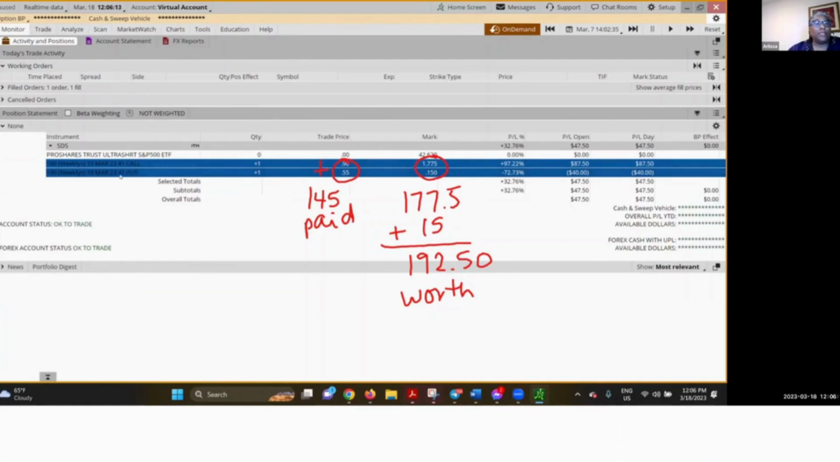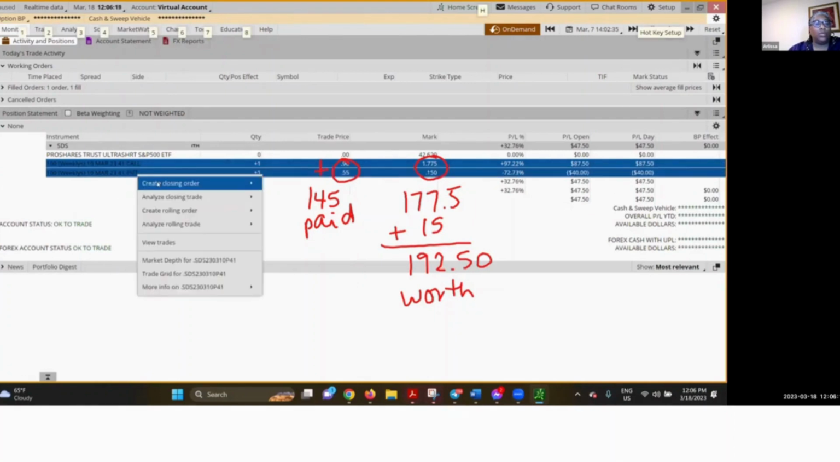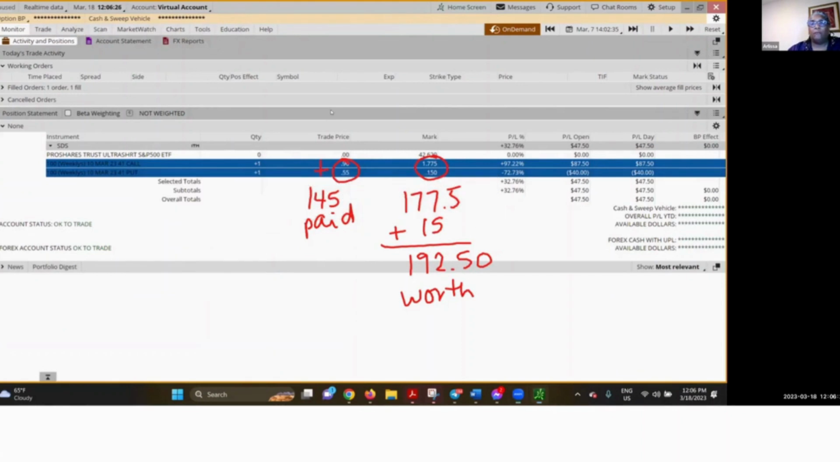You select both of these legs. I picked one, and then I held down the control button and pushed the other one. That's how they both became blue. Create the closing order. It tells you here, you want to sell the straddle. Let me get rid of this stuff so nobody's getting impeded in their view.